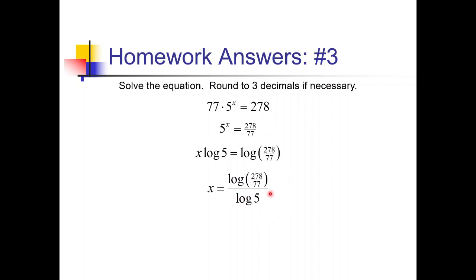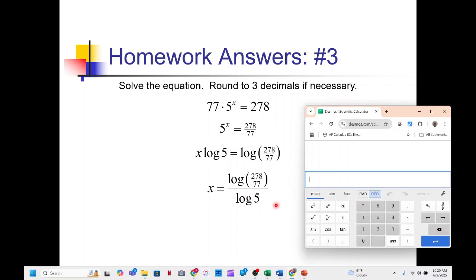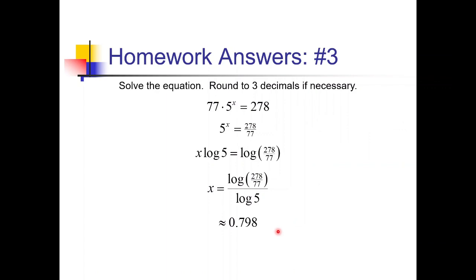And now it's definitely time for the calculator. So on my calculator, let me make a fraction. And I'm going to do log in the numerator, and I'll need another fraction there. So I'll do a parentheses and then fraction. We need 278 over 77. Close that, and then come down here, and we need to do log of 5 in that denominator. And all of that comes out to about 0.798 if I round that off.